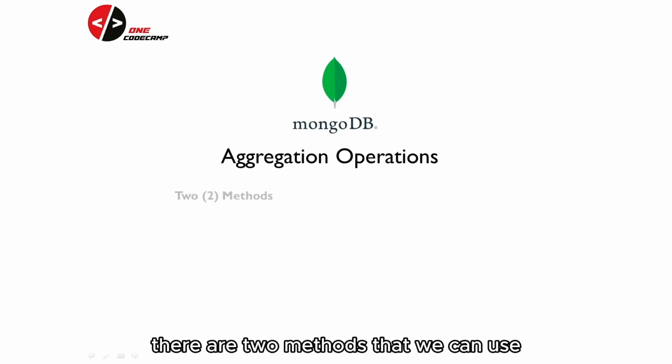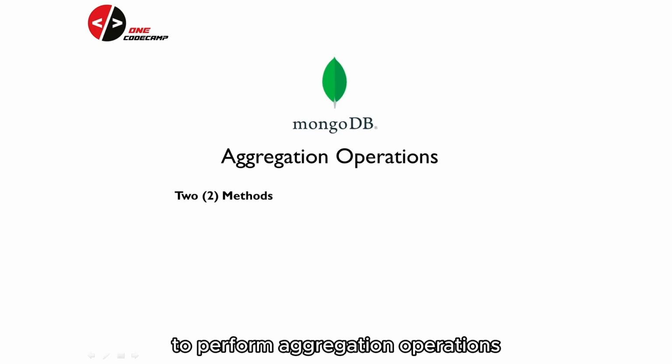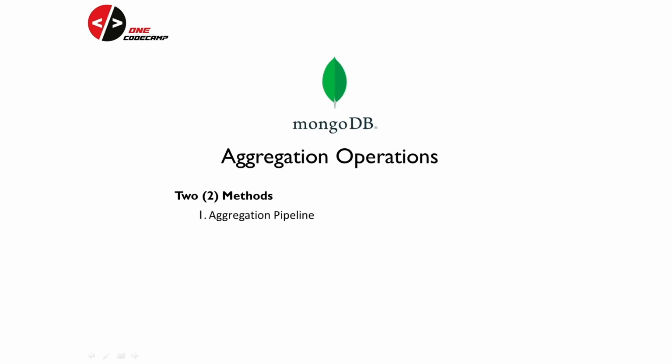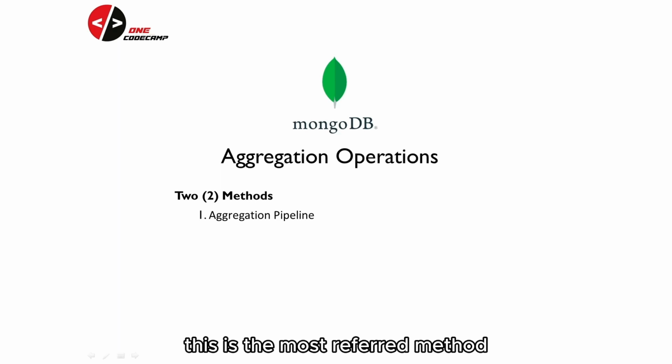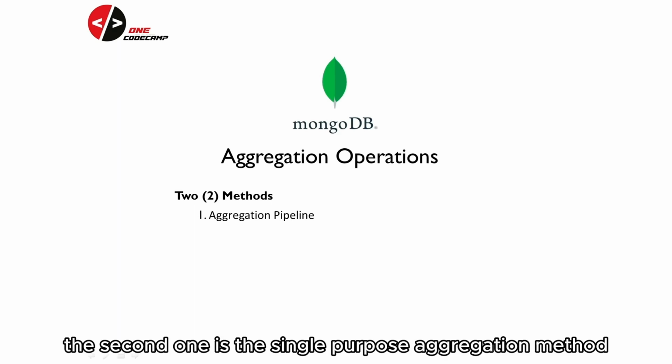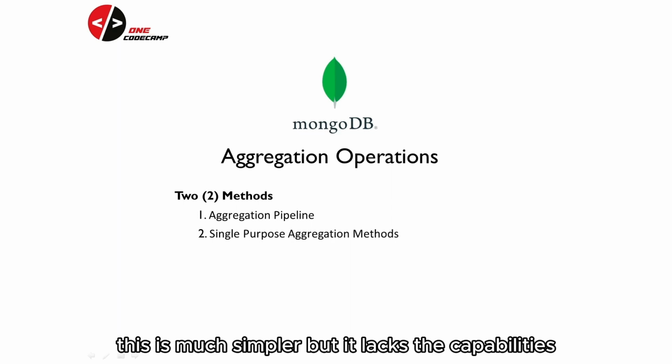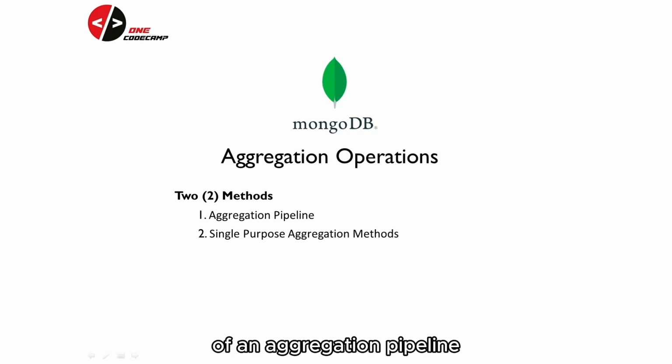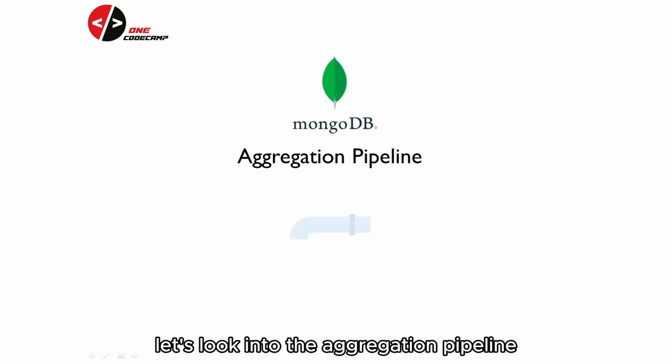There are two methods that we can use to perform aggregation operations. The first one is the aggregation pipeline. This is the most preferred method for performing aggregations. The second one is the single-purpose aggregation method. This is much simpler, but it lacks the capabilities of an aggregation pipeline. Let's look into the aggregation pipeline.